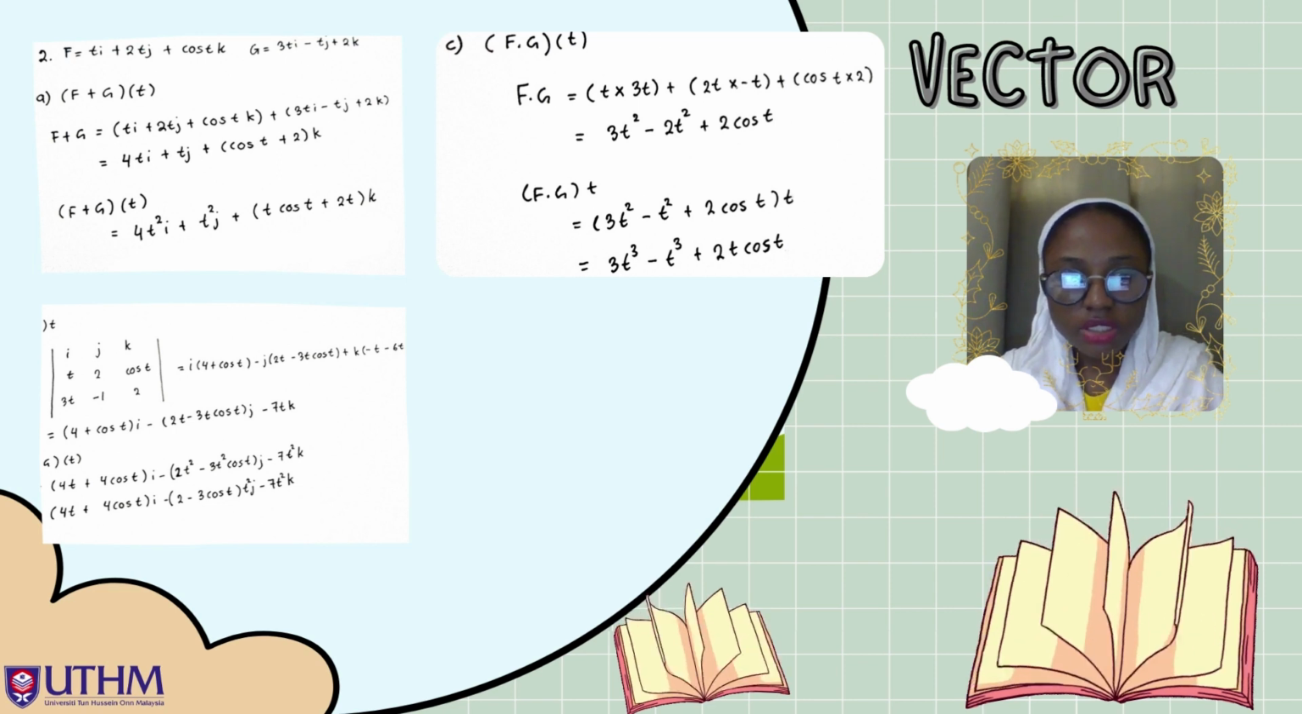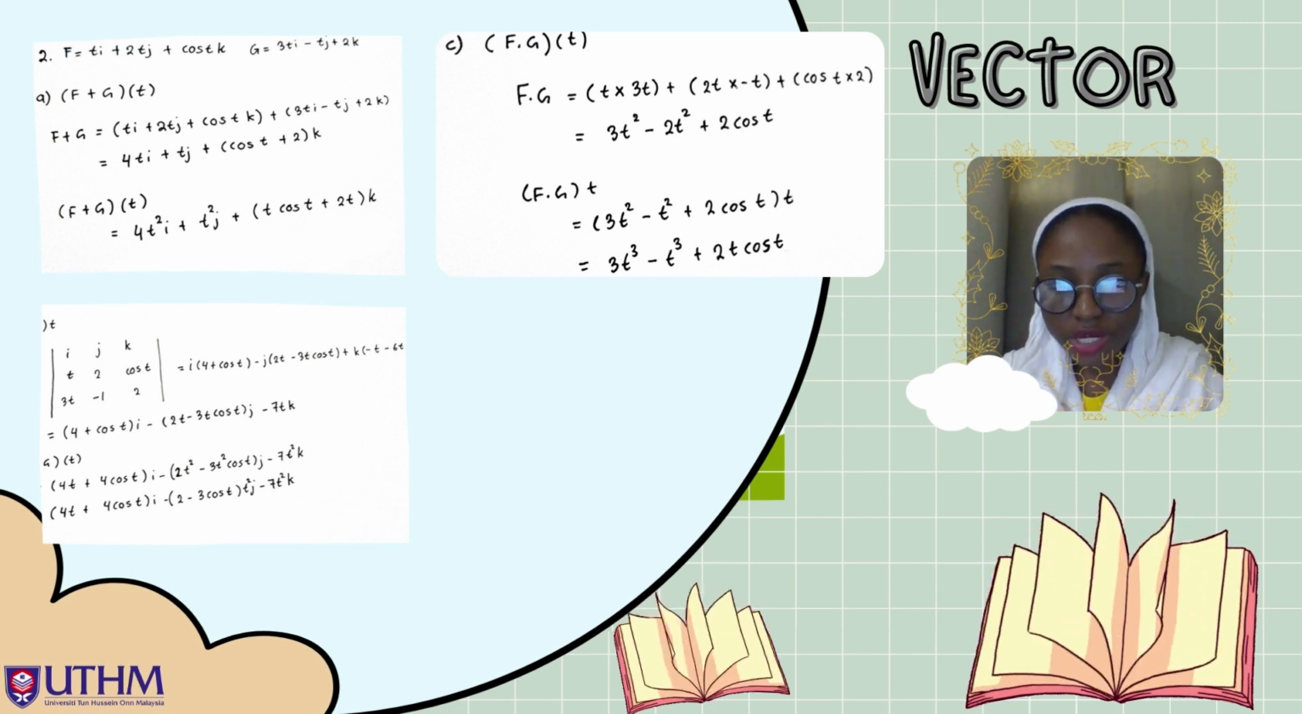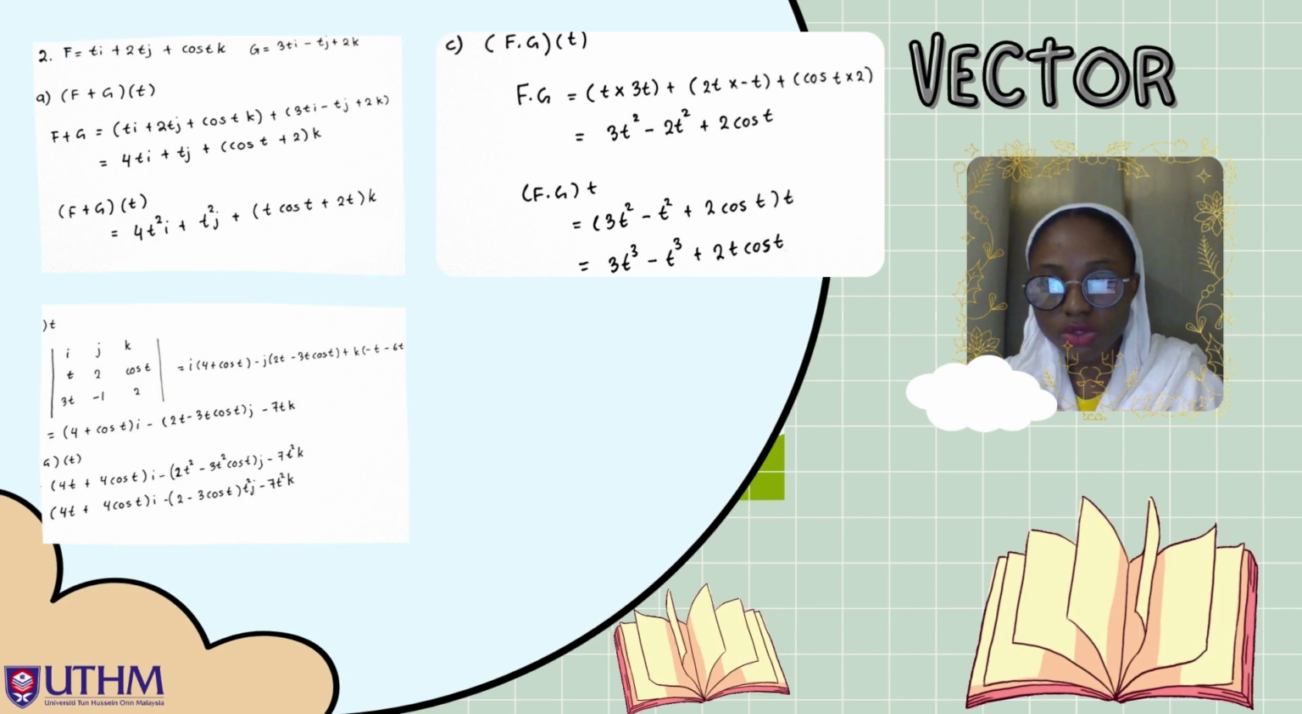This equation then will be multiplied with t, which will give us at the very ending, 4t plus t cos t in a bracket i minus 2t squared minus 3t squared cos t in a bracket j minus 7t squared k.